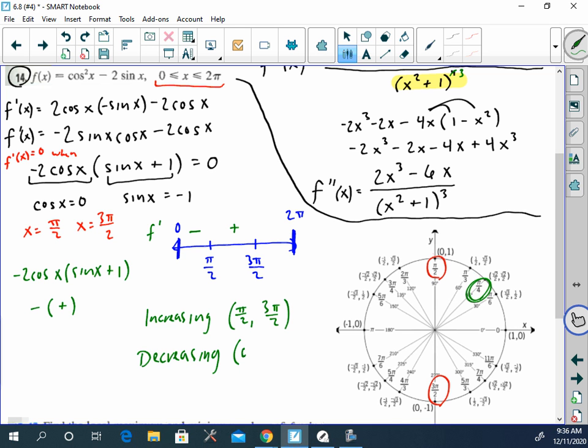Everybody following? And then something between 3 pi over 2 and 2 pi. So let's say we pick this one here, the 7 pi over 4. Okay, my cosine there, cosine is the x-coordinate. So our x-coordinate's positive, which is going to give me a negative out front. And sine is negative square root of 2 over 2. If I do negative square root of 2 over 2 plus 1, is that going to be a positive or a negative in there?